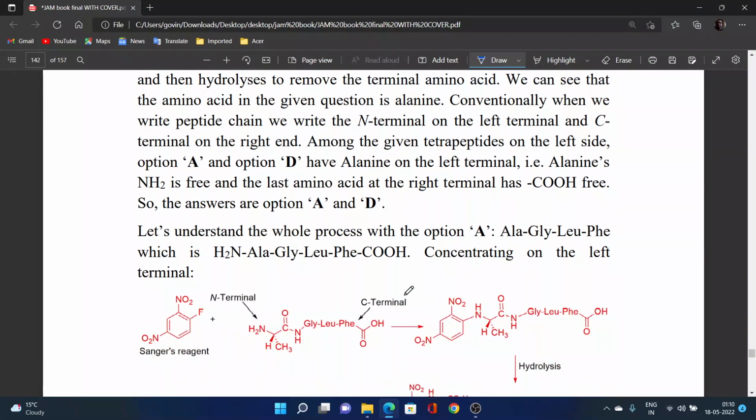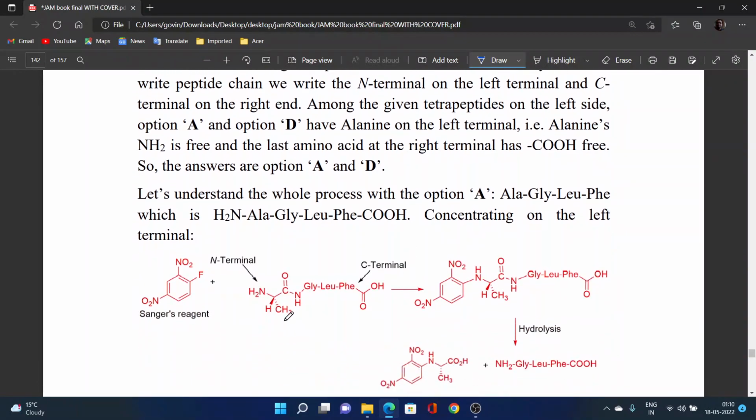Let us look at it. So this is the thing, A, we are having alanine and then glycine, leucine, phenylalanine. So this is the C terminal, COOH is there, this is the N terminal. This reacts with Sanger's reagent. Now you can see this fluoro is there, which gets a lot of positive polarity on this, so that nucleophilic attack can happen on this, and then nitro groups are there which stabilize the negative charge when attack happens, and therefore it will undergo what is called SNAr, nucleophilic aromatic substitution reaction.